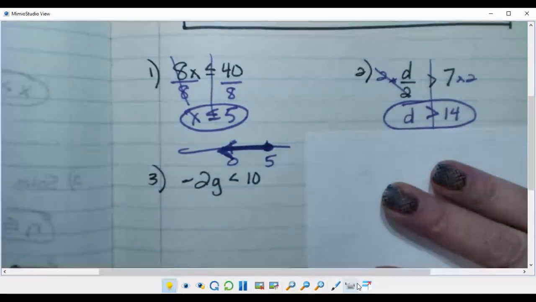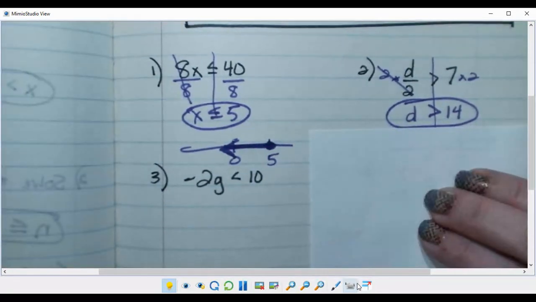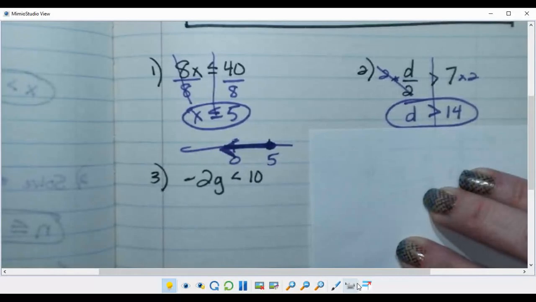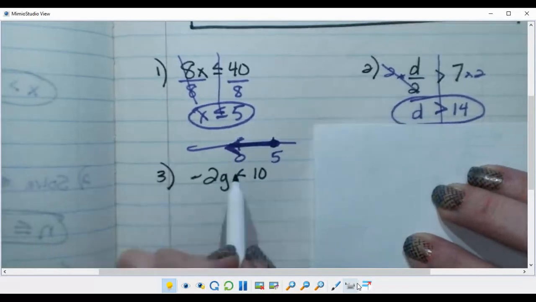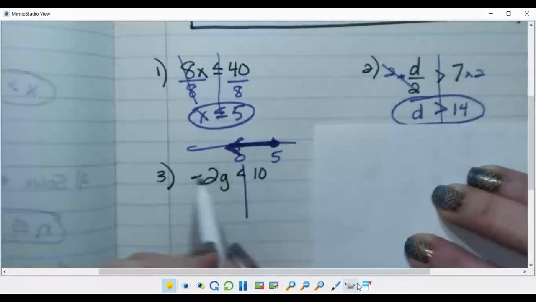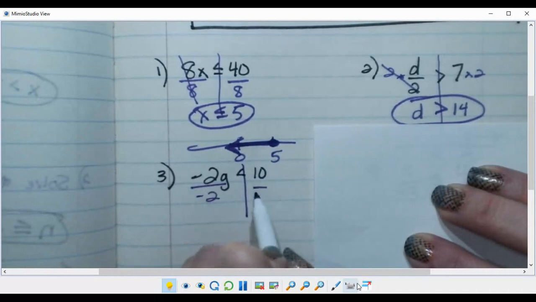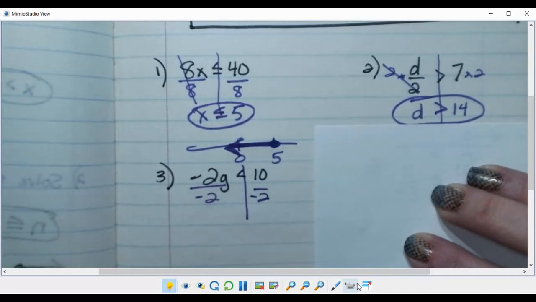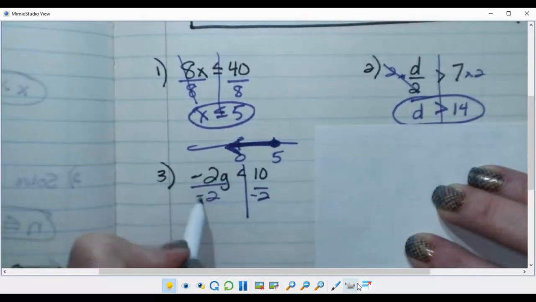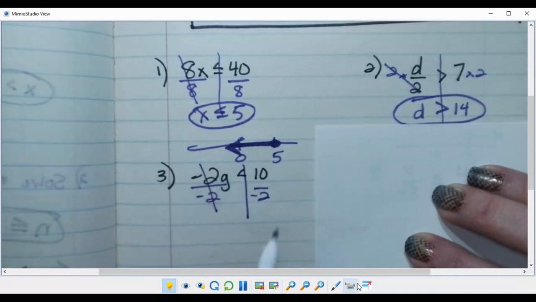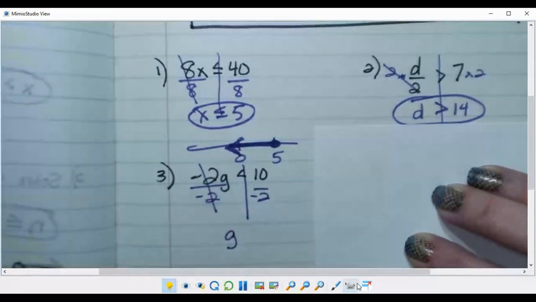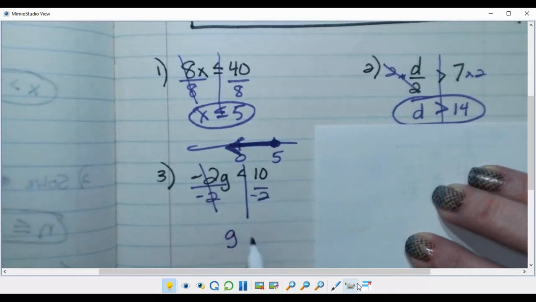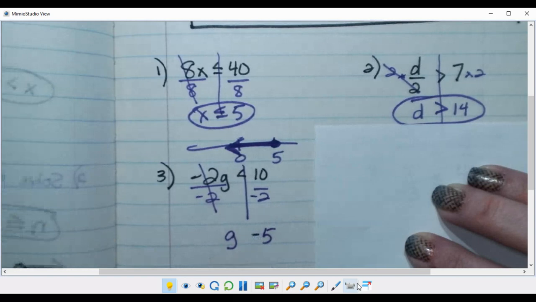Here, our problem is negative 2g is less than 10. To start off, everything happens exactly the same. We still split it. We're still going to undo and divide by that negative 2. Two negatives make a positive. 2 over 2 is 1. We're left with just plain g. Yes, that's what I wanted. On the other side, 10 divided by 2 is 5. There was a single negative sign.